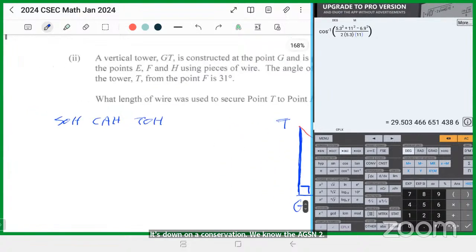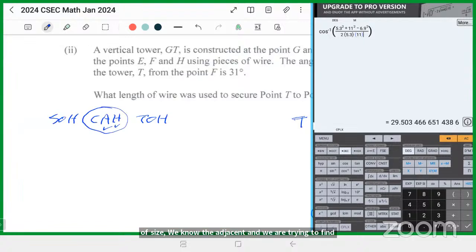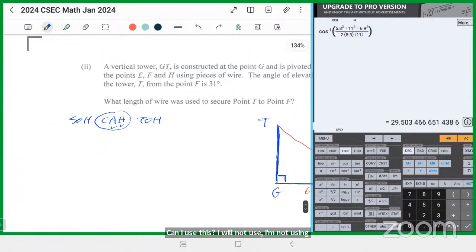So what are the sides involved? We know the adjacent and we are trying to find the hypotenuse. So we're going to use cos. We can't use the others because we're not using the opposite. Adjacent and hypotenuse are the sides involved. So we use cos. So it's simple now.